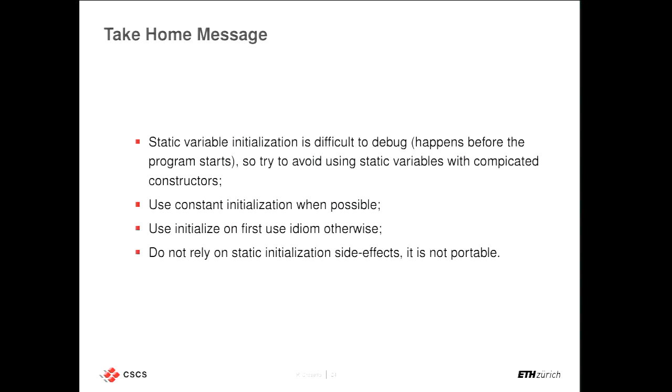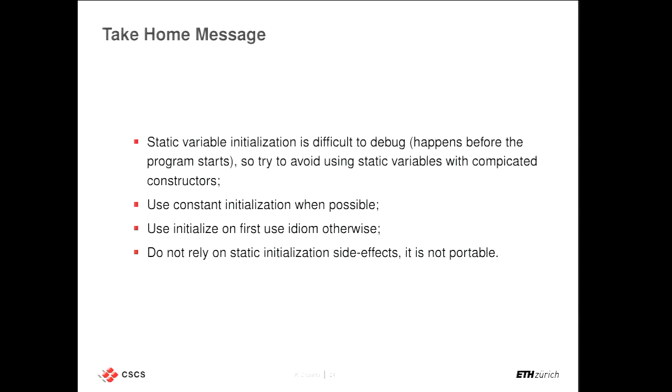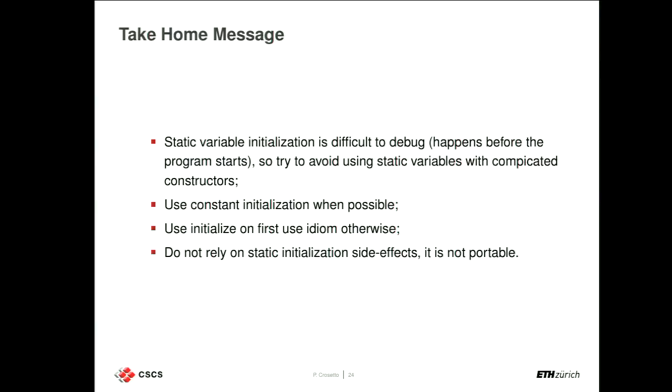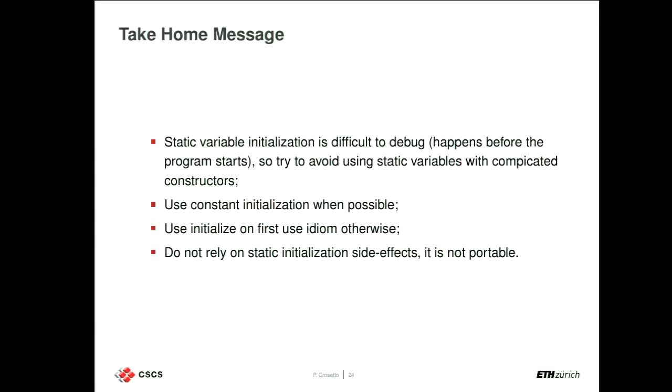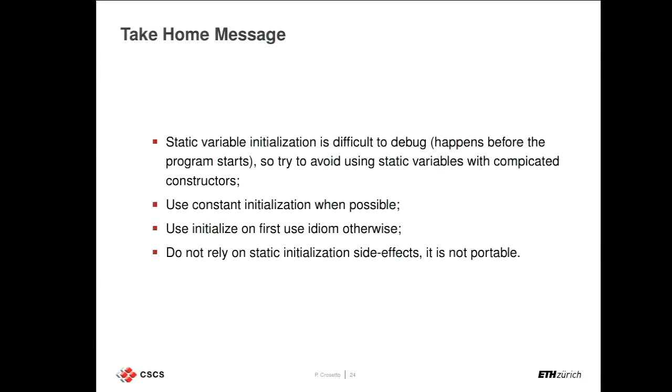So the take-home message is that static initialization is difficult to debug, and if the static variables have complicated constructors, if you get an error there, then it's on your own. And so try to use constant initialization when possible, or the initialize-on-first-use idiom, though it has this performance drawback that I showed. And do not rely on static initialization side effects, because it's not portable. Or at least if you find that something is not working, like if you try to link a library statically, like OpenFOAM, and you see it's not working, it might be because of that.